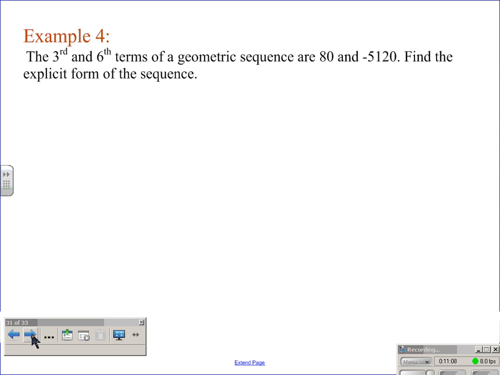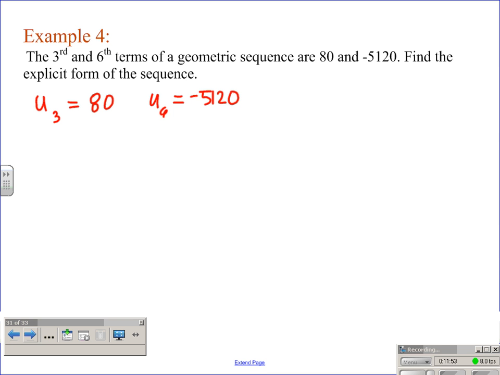And then we're going to learn, or actually one more, and then we're going to learn about partial sums. So this time we're given the third and the sixth term. So this case is a little different, a little more complicated, because we don't have consecutive terms. We've got the third term, which is 80, and we've got the sixth term, which is negative 5,120. Okay, and so given that information, we need to find a couple of things. First of all, we need to find our common ratio, and then after we find our common ratio, we are going to need to find our initial value, or our first term here.